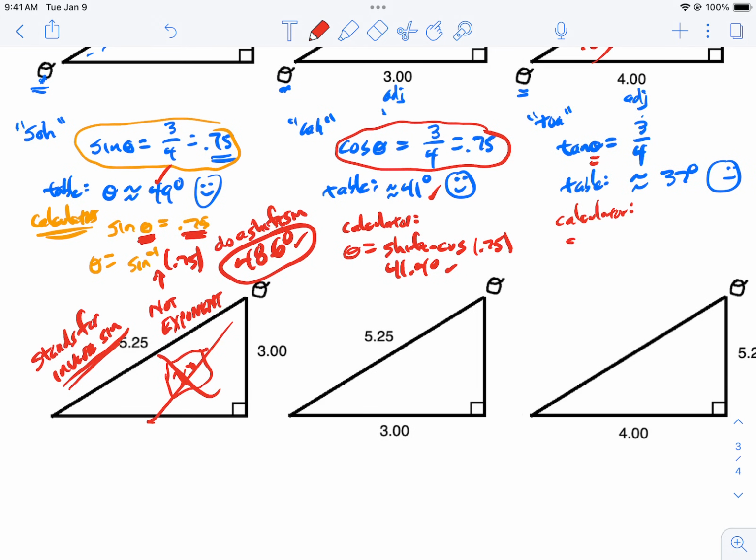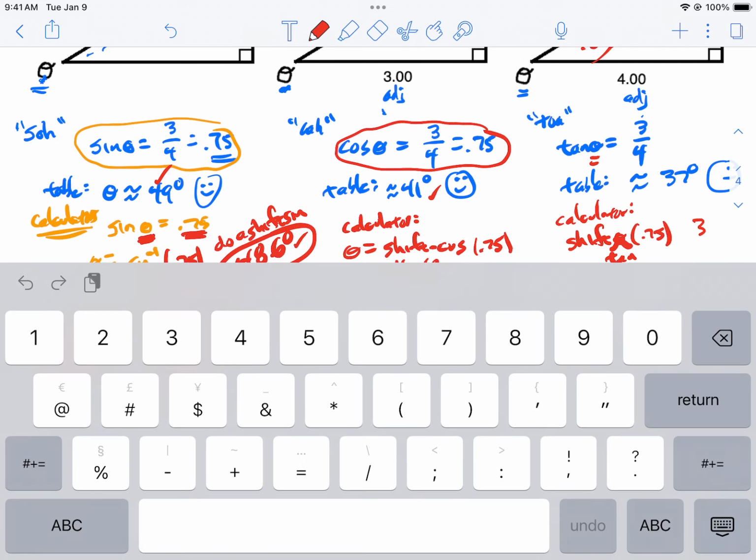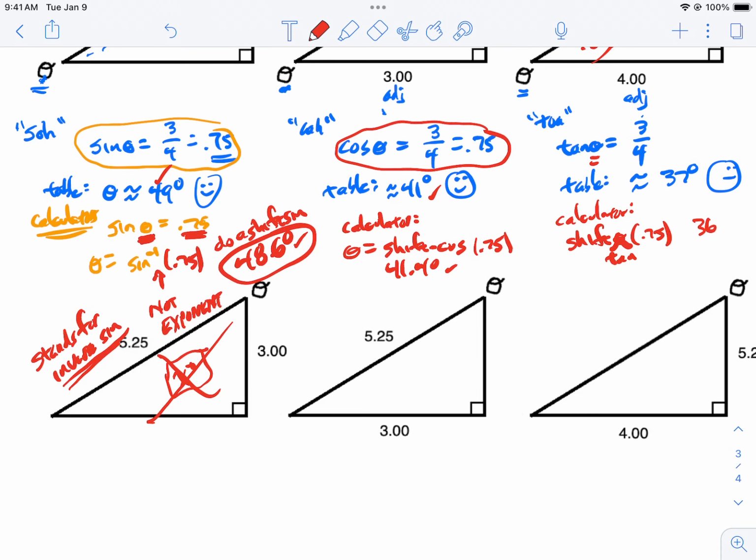You want to do a shift tangent because you're trying to dig out the theta. Shift, not shift theta, shift tangent. Sorry about that. Shift and then tangent and then 0.75, and it says 36.9 degrees. So we were thinking 37, and 36.9 is more accurate.